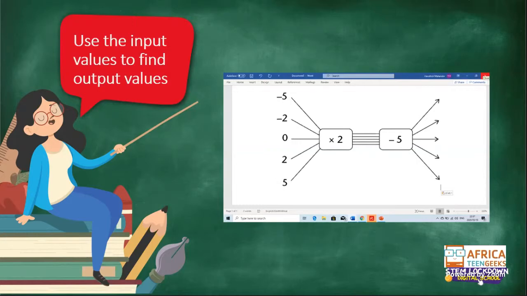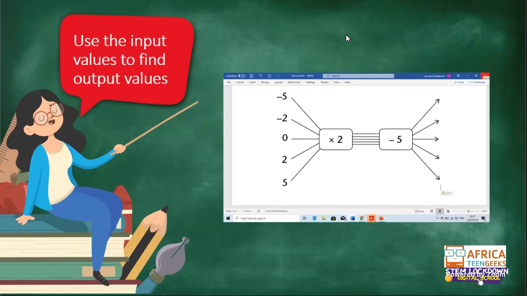Right, Siamo, please go ahead. Siamo, you can go ahead. All right, in the absence of Siamo, was your hand up? Can we go back to Yolanda? Yolanda, go ahead. Yes, sir. 5 times 2 is 10 and minus 5 is 5. Exactly.